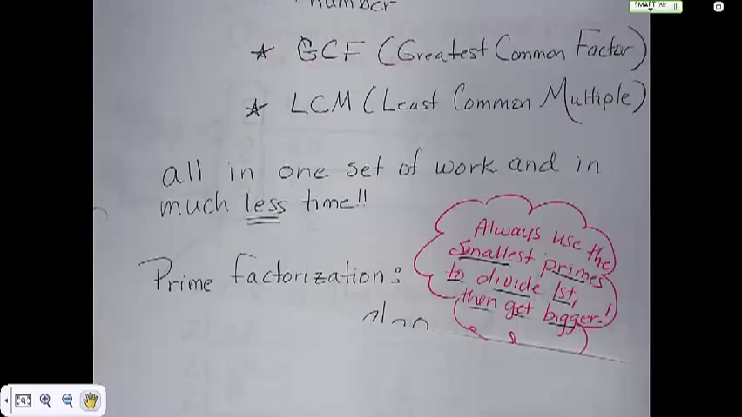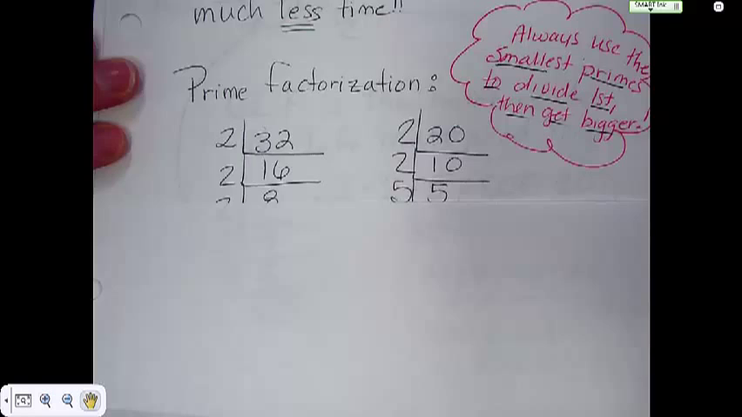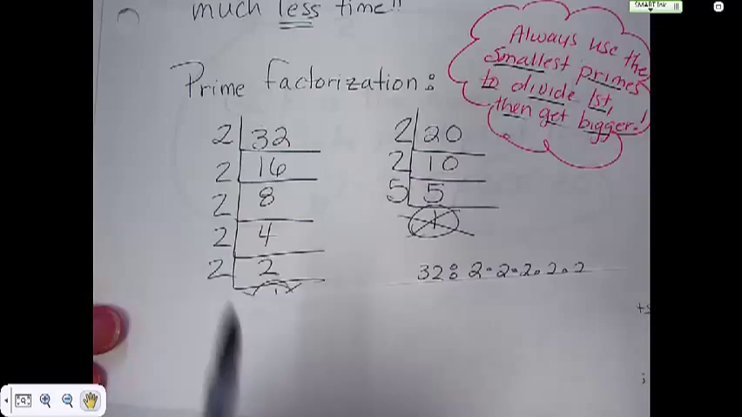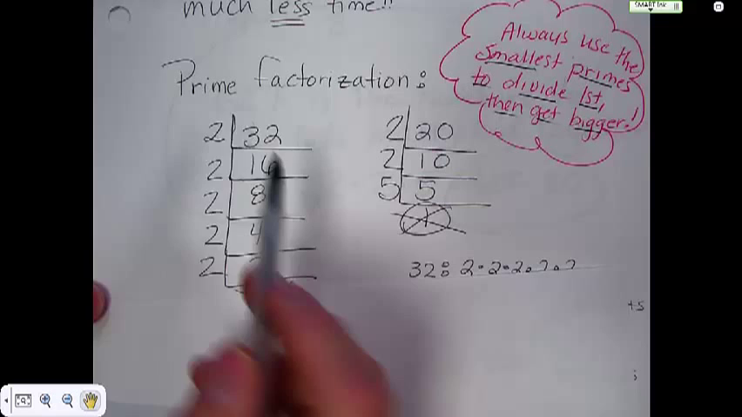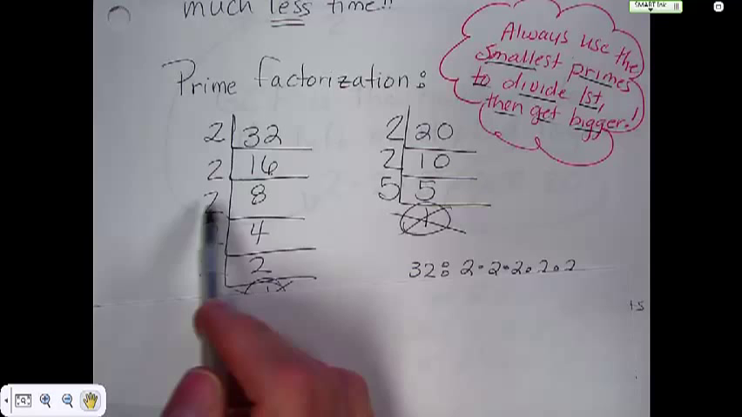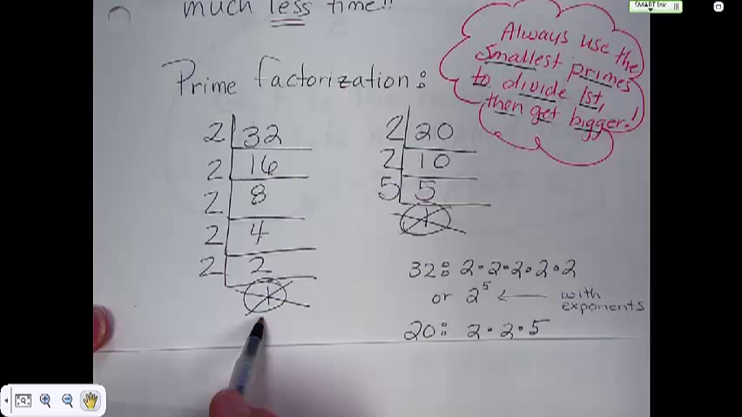So right here in front of you, you will see prime factorization. I took 32, I put it in the box. 2 is the smallest prime I could think of, because 1 is not a prime. So 2 goes into 32 16 times, 2 goes into 16 8 times, 2 goes into 8 4, 2 goes into 4 twice, and 2 goes into 2 1, and then you're done. You don't use 1 because it's not a prime.